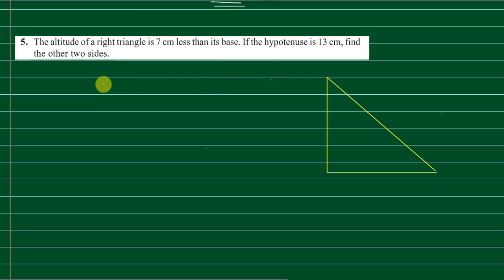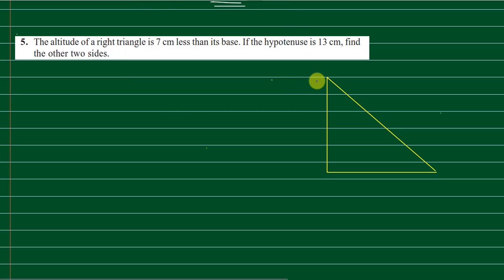Okay, now we'll see the next question. The altitude of a right triangle is 7 centimeter less than its base. If the hypotenuse is 13 centimeter, find the other two sides. So it's a question of right angle triangle. Altitude, that is the height.